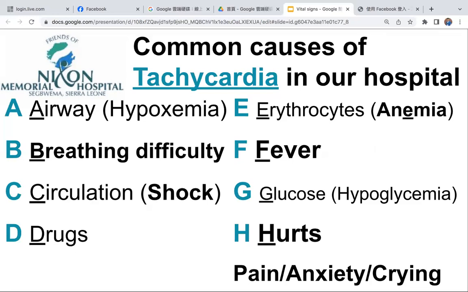And D is drugs. Some drugs like salbutamol and theophylline will increase the heart rate, which causes tachycardia. E is anemia, and F is fever. G is glucose. Let's say the patient is having hypoglycemia, low blood glucose. He or she might also have tachycardia. And then H stands for hurts, especially when the patient is experiencing pain, anxiety, and crying, especially in the children's ward. They will also have increased heart rate.